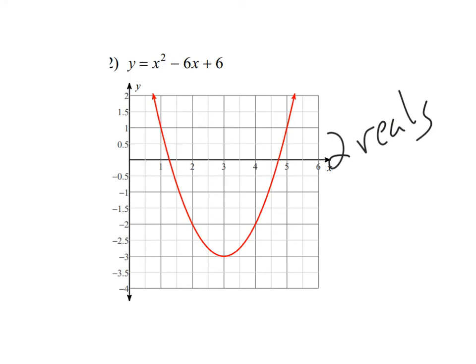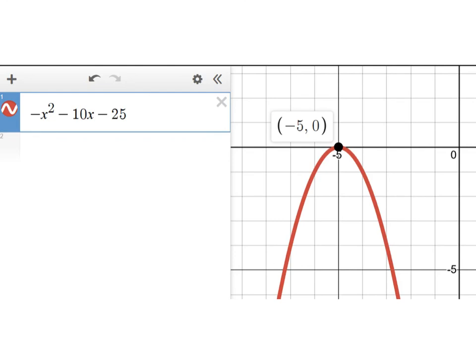Let's see, here's another one solution. So here's a graph. You see it only hits the x-axis once, so that means there's only going to be 1 solution. It's real, because it exists.